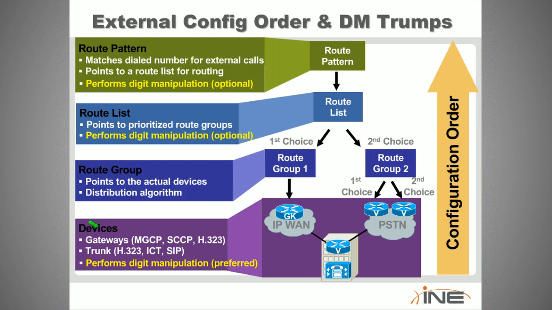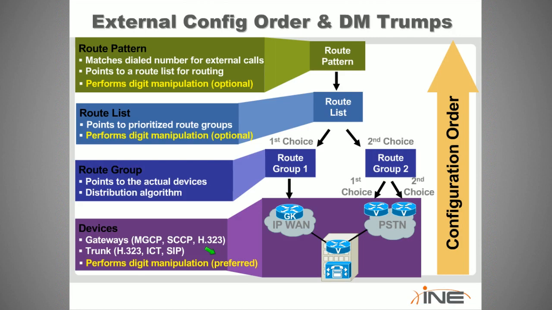However, if you've ever taken a look at a translation pattern and you notice what's on the page for a translation pattern, it is transformations. And there are two types of transformations on a translation page. There are calling party transformations and called party transformations. So when we see calling and called party transformations here at the device, gateway or trunk page in CUCM, this is nothing new.